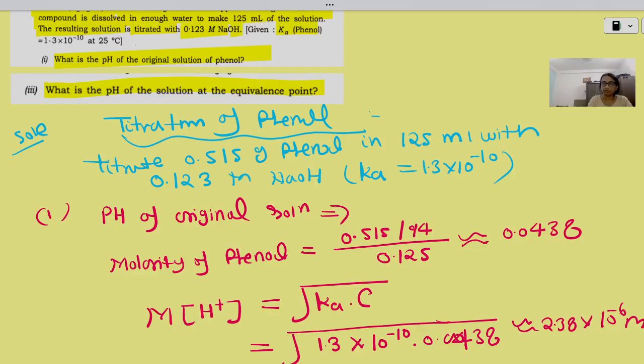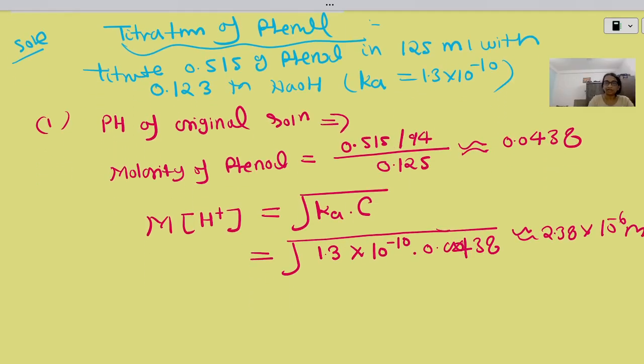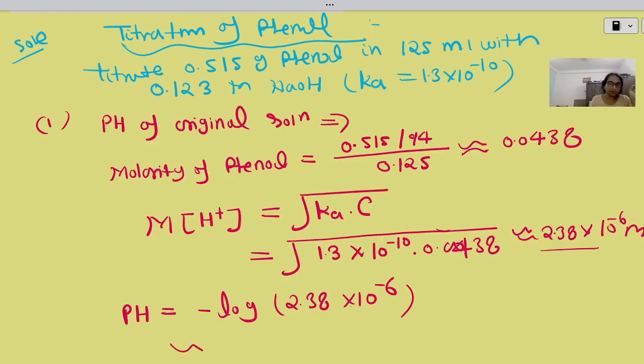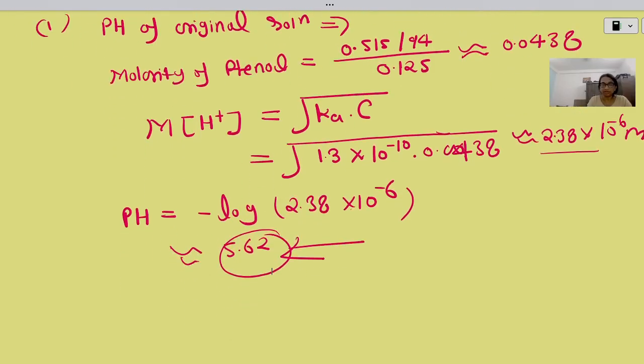Now put the value in the formula: pH is equal to minus log 2.38 into 10 to the power minus 6. Put this value in this equation and you will get approximately 5.62. The pH of the original phenol solution is 5.62. It is acidic in nature because the value of the pH is below 7.